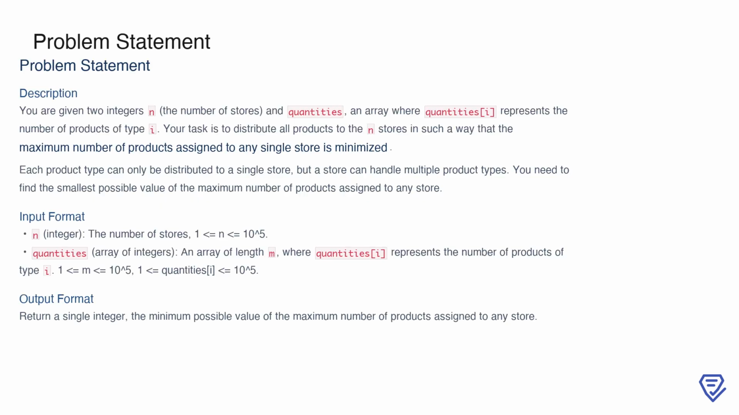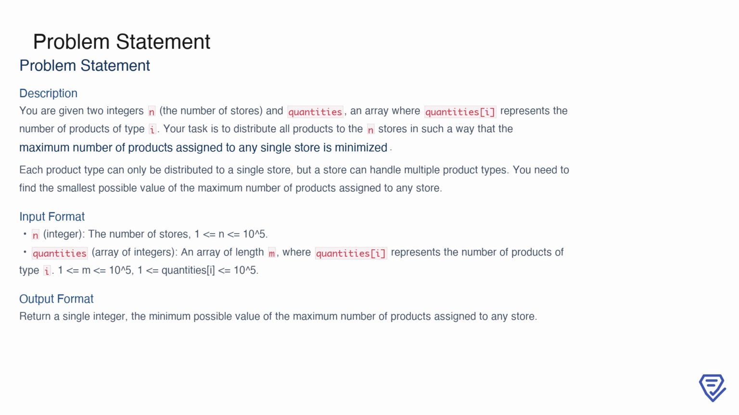Let's dive in. To solve this problem, we need to distribute products to stores in a way that ensures the workload is balanced as evenly as possible. The objective is to minimize the maximum number of products assigned to any single store. This means that while some variation in the assignment may exist, we aim to keep the store with the highest product count as low as possible.